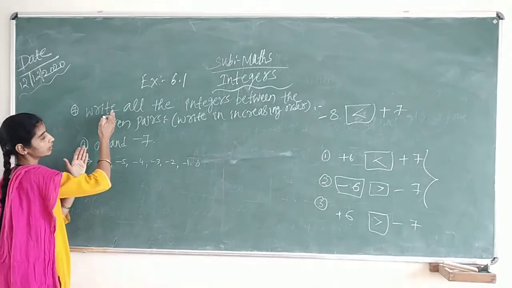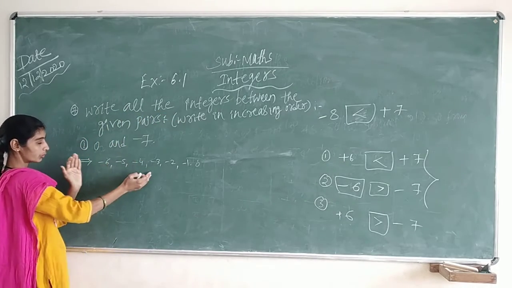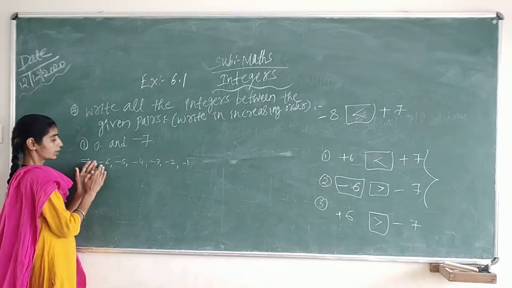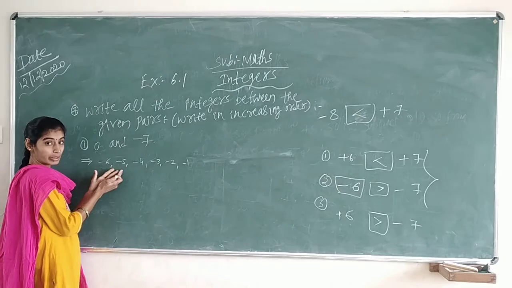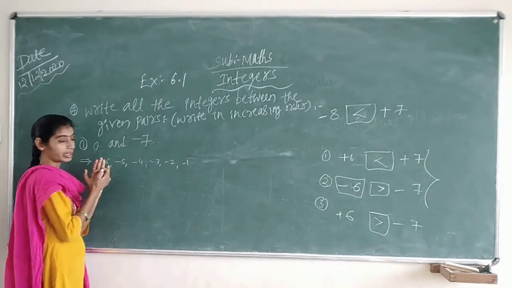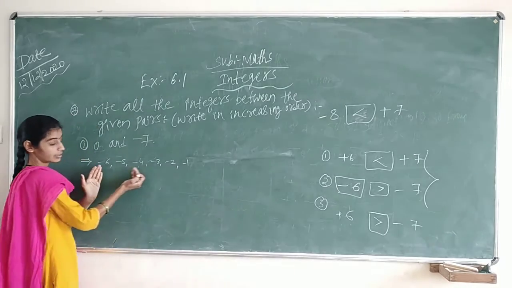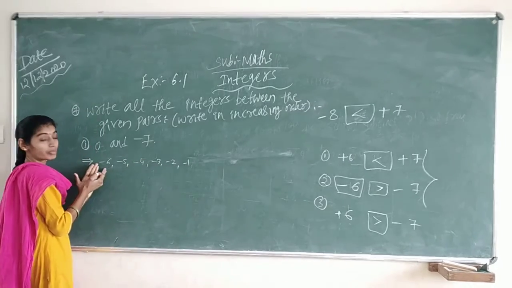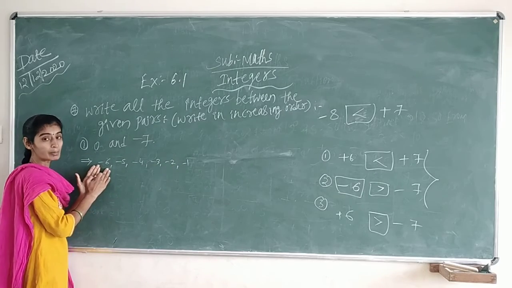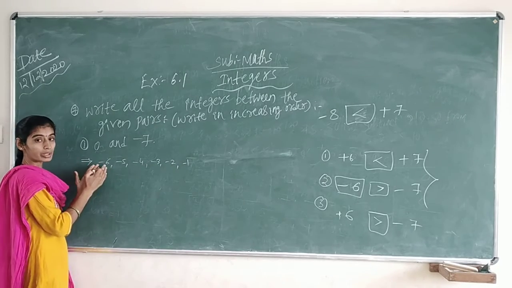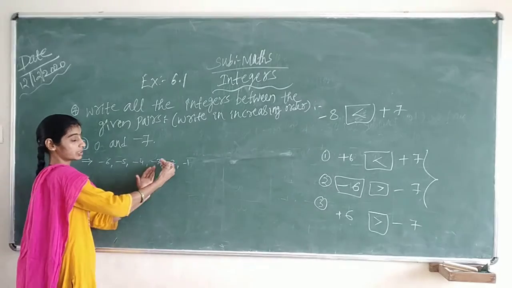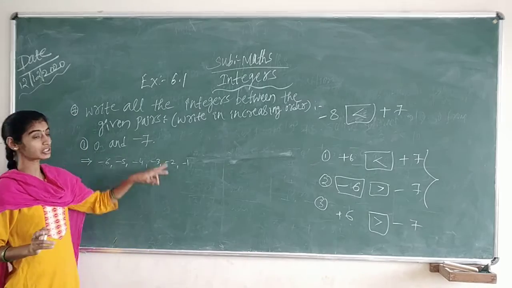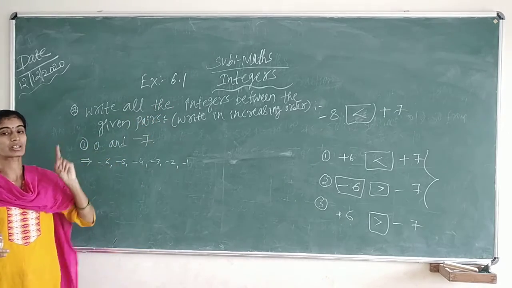So what have they asked? They have asked to write the integers between 0 and minus 7 in increasing order. Increasing order in the sense that minus 6 is smaller than minus 5, minus 5 is smaller than minus 4. This series is in increasing order, which means minus 1 is the greatest, minus 1 is greater than minus 6. So you have to write minus 6, minus 5, minus 4, minus 3, minus 2, minus 1. So it is understood that minus 1 is the greatest of the negative integers.